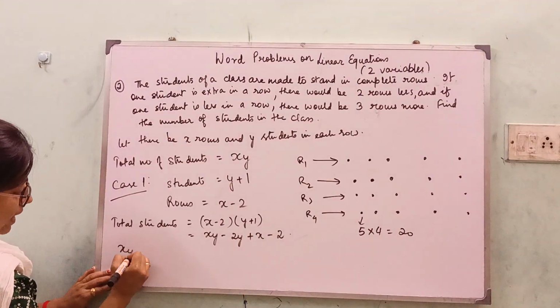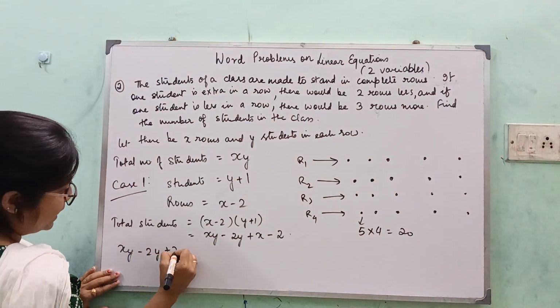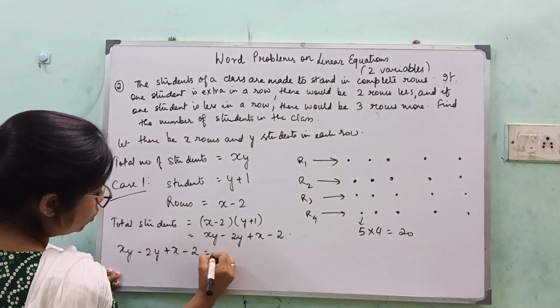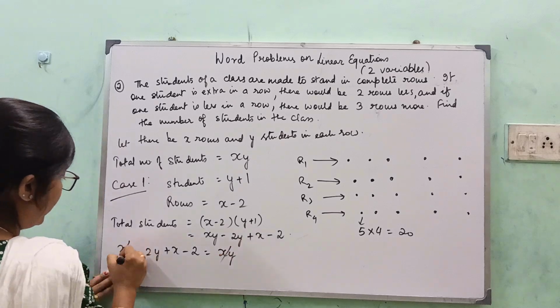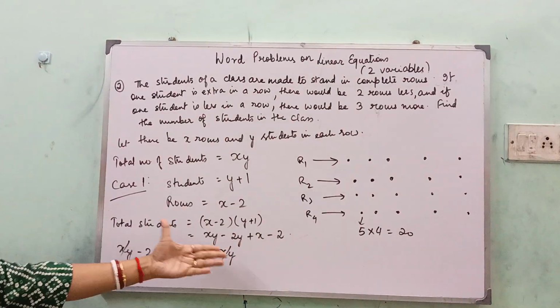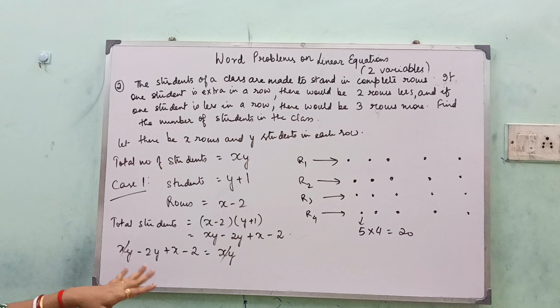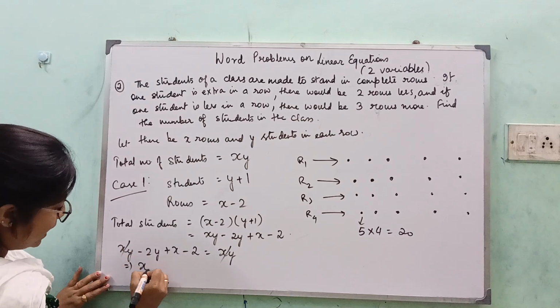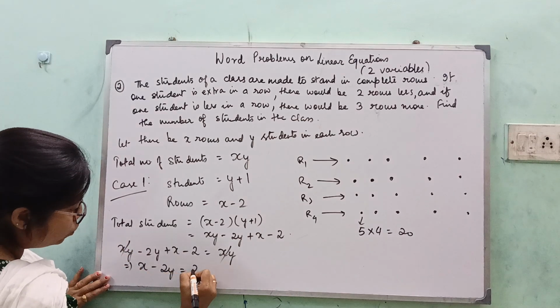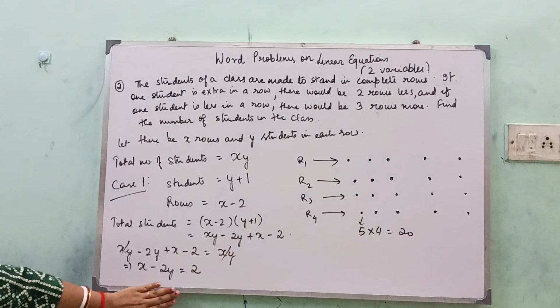That is, xy minus 2y plus x minus 2 should be equal to xy. Now xy minus xy, when you bring this xy this side, becomes 0. So this equation becomes x minus 2y equals 2. This minus 2 I have taken that side. So this is one equation.